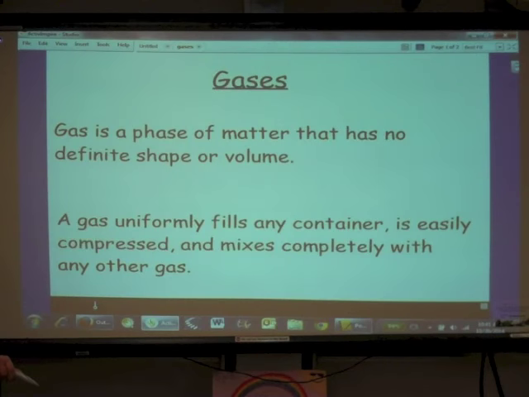As well as the fact that if we mix it with any other gas, it mixes completely. If we've got a sample that's got oxygen gas and nitrogen gas, the oxygen isn't going to inhabit one part of the container, and the nitrogen gas the other part of the container, but they will mix together uniformly.